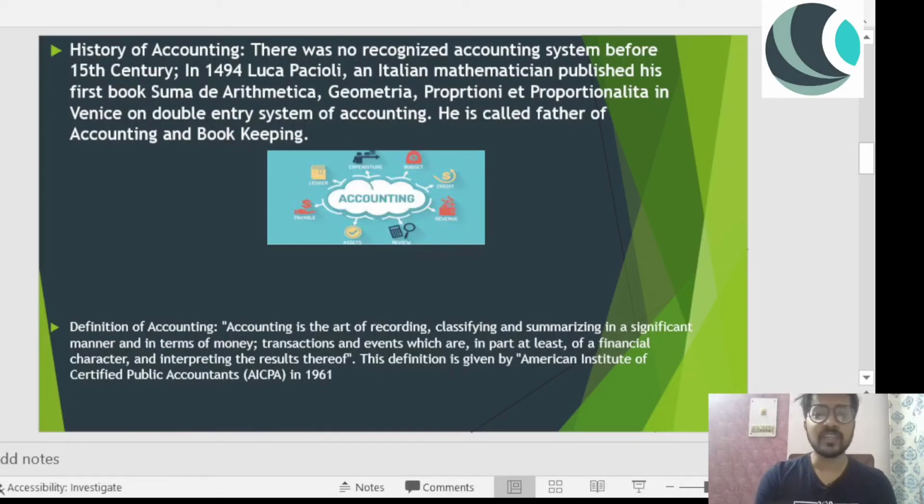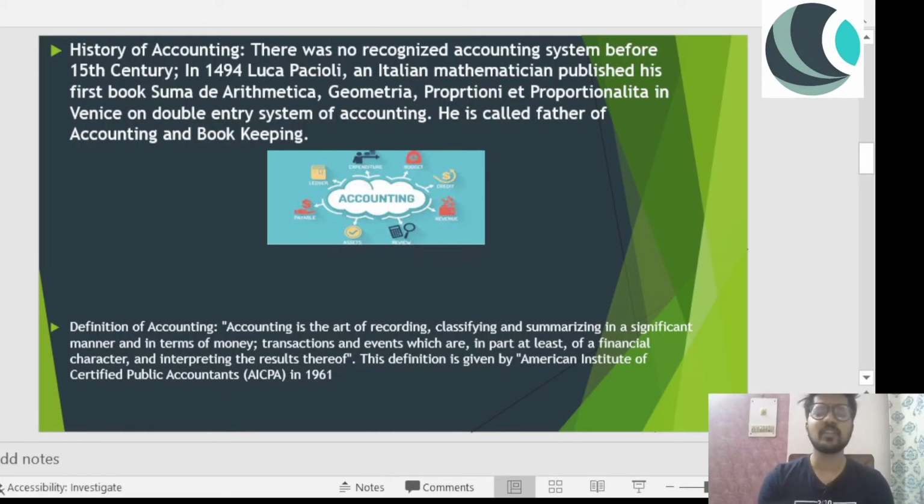The book in which he talked about accounting and accounting principles isn't that important to you because it is in Italian, and it is difficult for us to remember, and you won't get a question on which book he actually talked about accounting and accounting principles, but you can definitely get a question on who is the father of accounting.